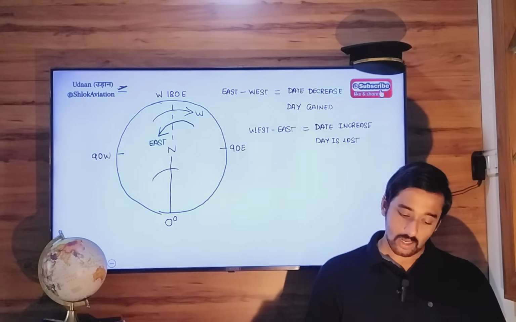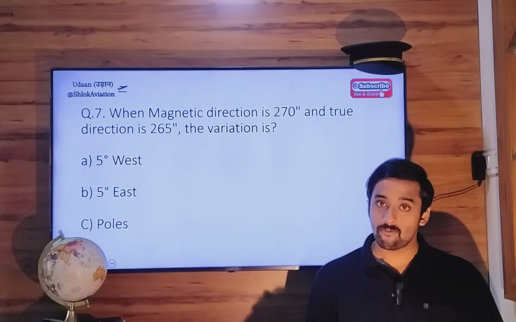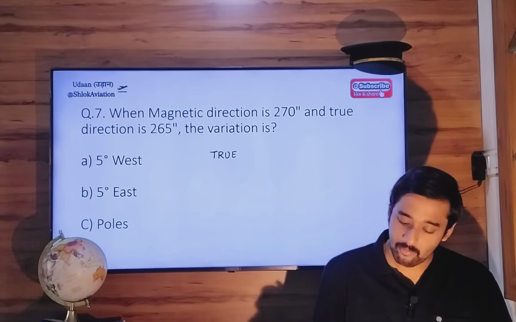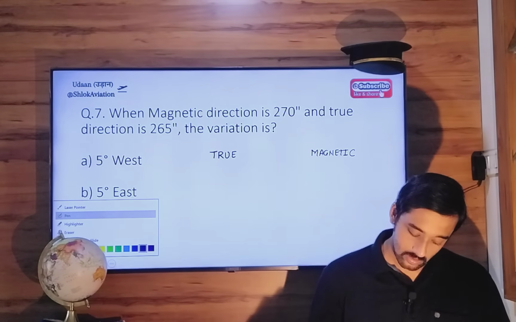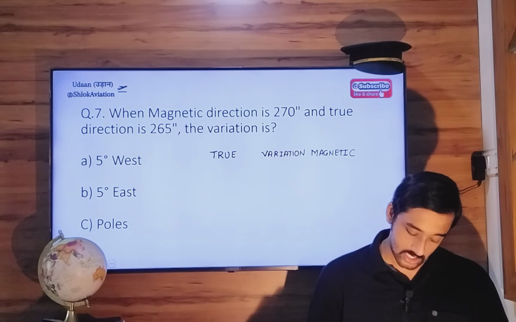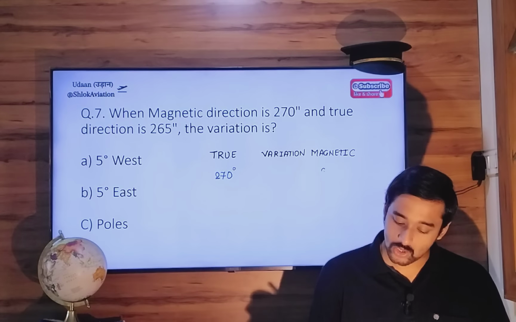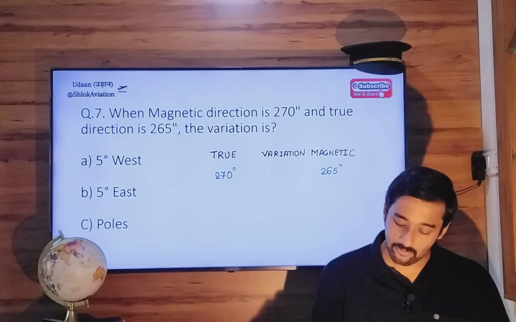Next. Question number 7. When magnetic direction is 270 degree, true direction is 265 degree, what is variation? Now there are two directions, true direction and magnetic direction. Variation is the link between true direction and magnetic direction. Now true direction is 270 degree, magnetic direction is 265 degree. So variation will be 270 minus 265, 5 degree.